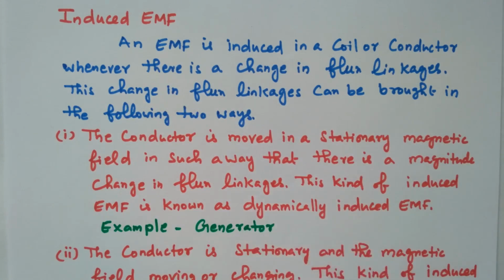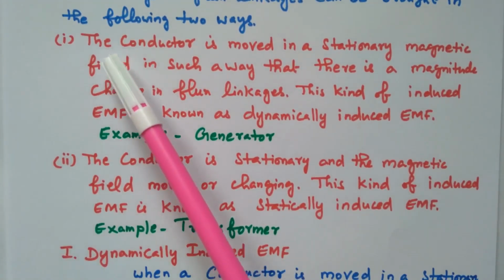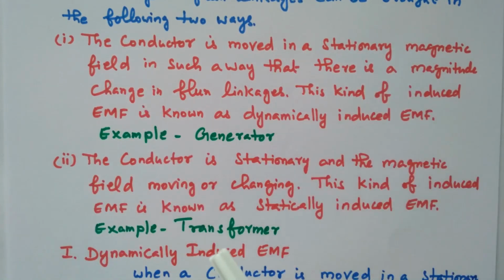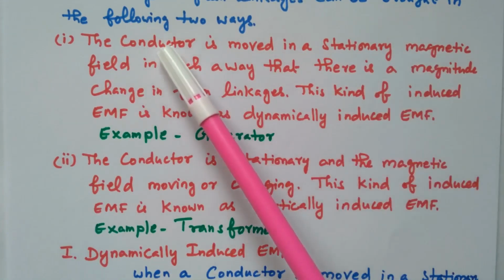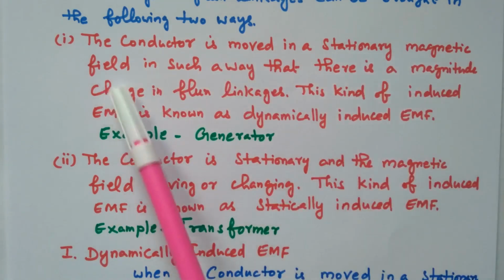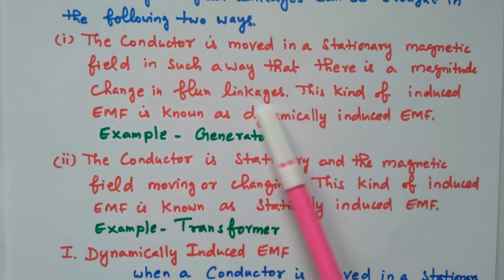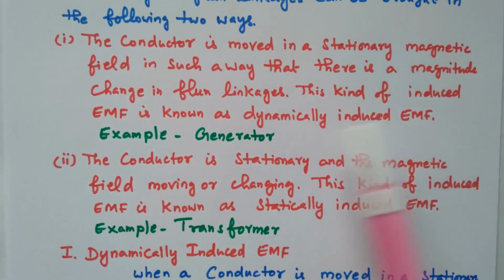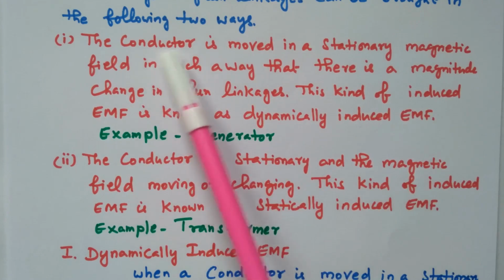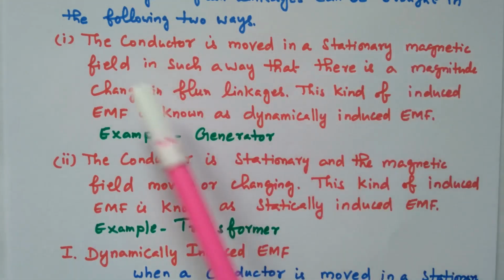First we will see the first one. In the first case, the conductor is moved in a stationary magnetic field. We have 2 terms. One is magnetic field, another one conductor. If the conductor is moving in a static magnetic field in such a way that there is a magnitude change in the flux linkage, this kind of induced EMF is known as dynamically induced EMF, because the conductor is moving. The conductor is moving and the magnetic field is stationary.